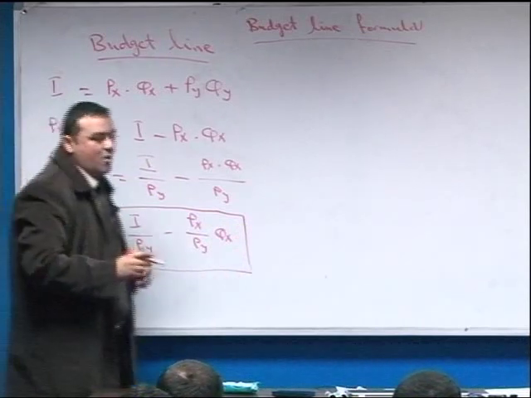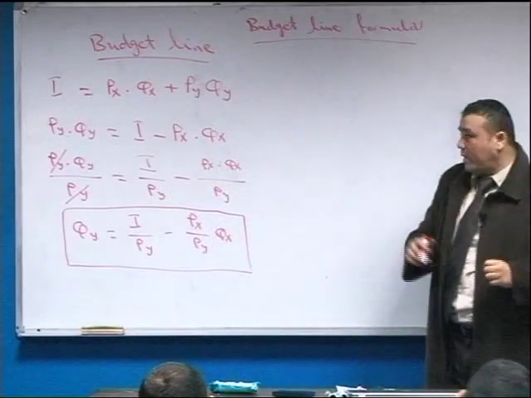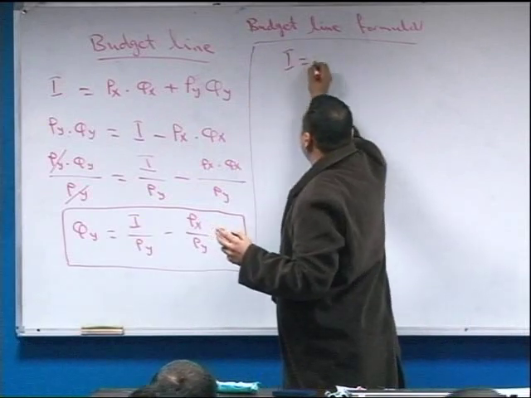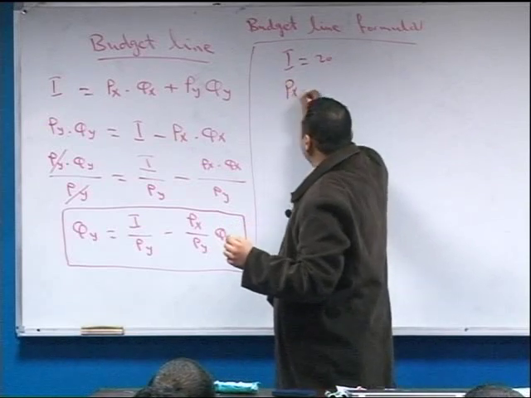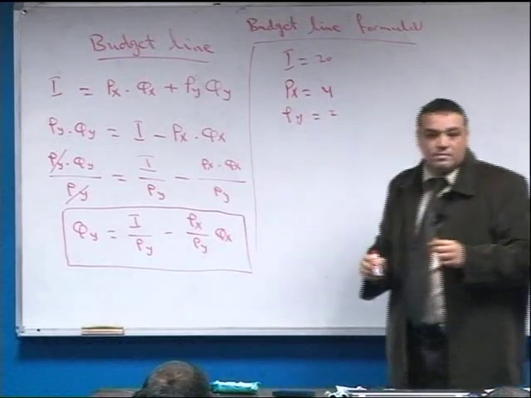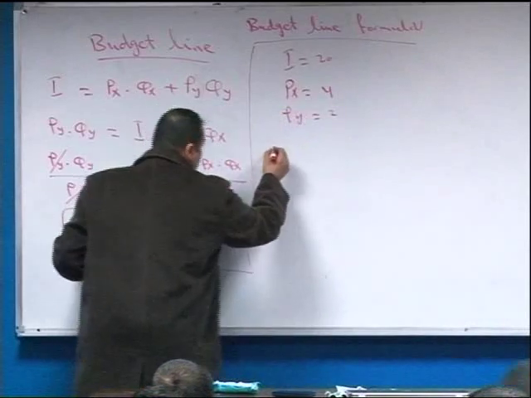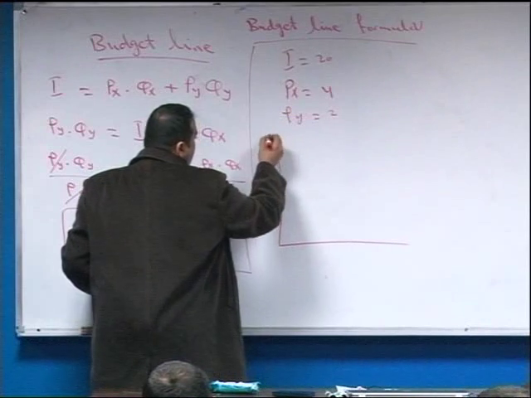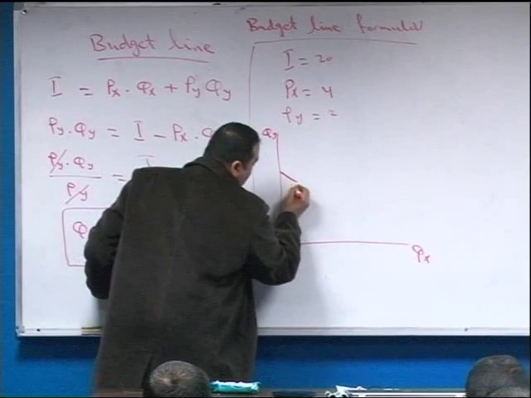Let's come back to our example to derive the budget line equation. Our assumption is that the consumer income equals 20. The price of x equals how much? 4. Py equals 2. Right? And we drew the budget line. This is the budget line, Qy, Qx, and the budget line was as follows.